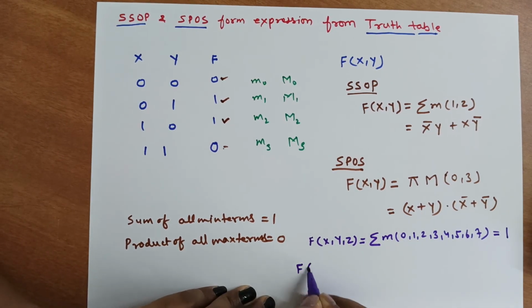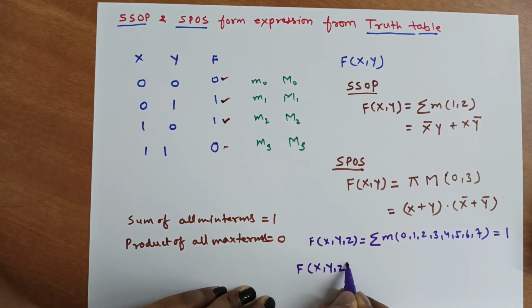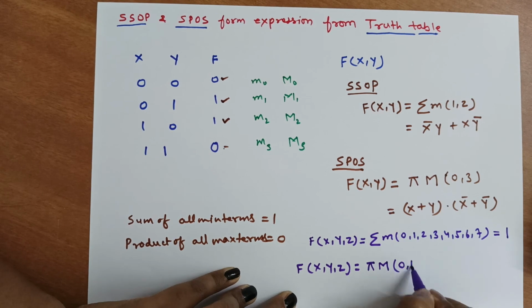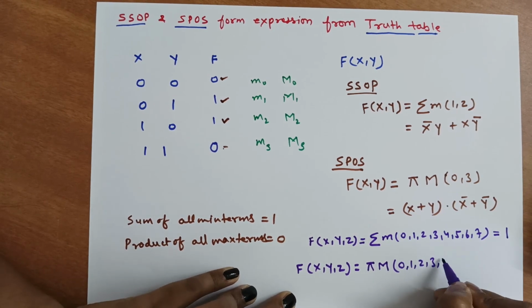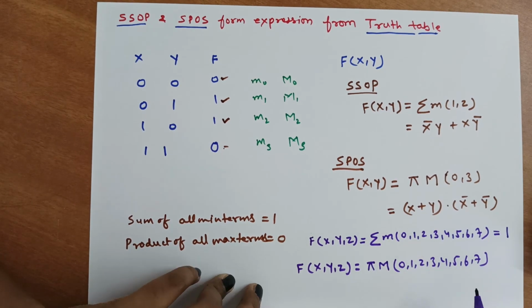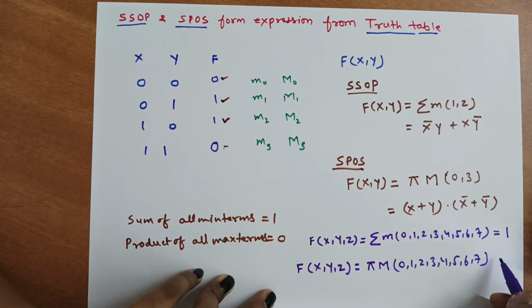Suppose a function is given as f of xyz as product of max terms 0, 1, 2, 3, 4, 5, 6, 7. So we are considering all the max terms here. So the product of all the max terms will be 0.